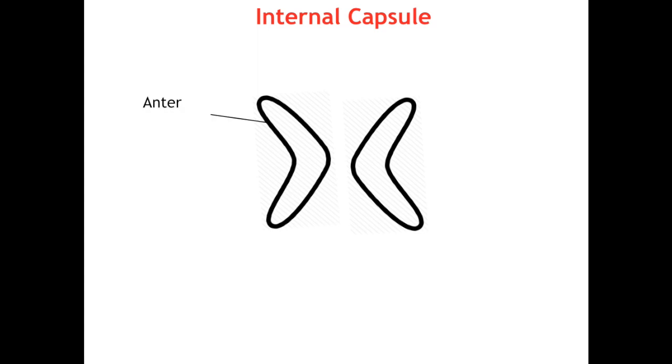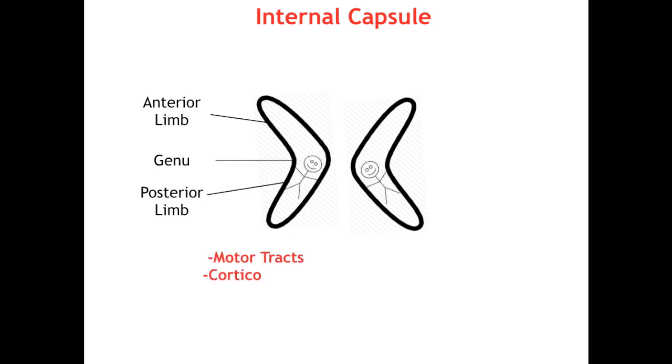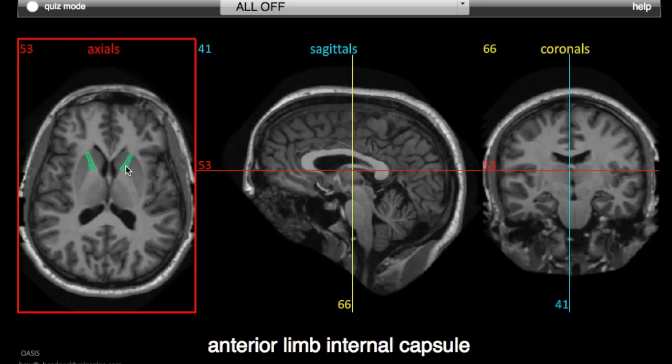The internal capsule, which is actually not a capsule at all, but a large bundle of white matter, is made up of the anterior and posterior limb with what's called the genu in the middle. The genu and posterior limb are the most important to know because they're a continuation of the corticobulbar and corticospinal tracts in the somatotopic scheme, which is in clinical orientation, so it's actually already shown inverted as seen on imaging.